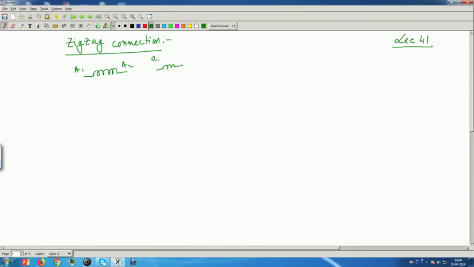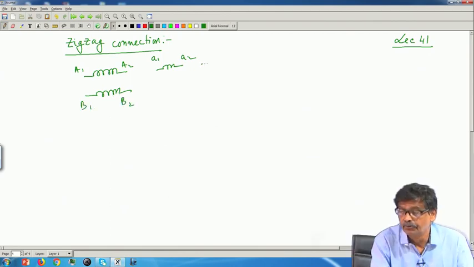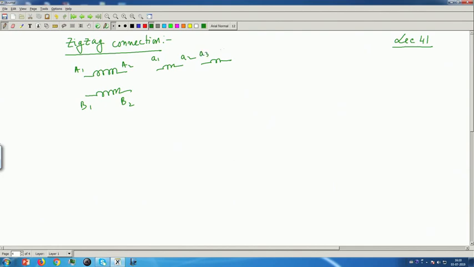this is small a1 a2, and b1 b2. The primary will have 2 coils, A1 A2 and A3 A4, and then small b1 b2, and here it is B3 B4, and finally the C phase. And I have assumed these are dots, odd numbers.